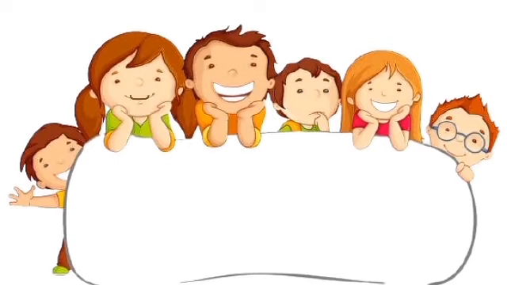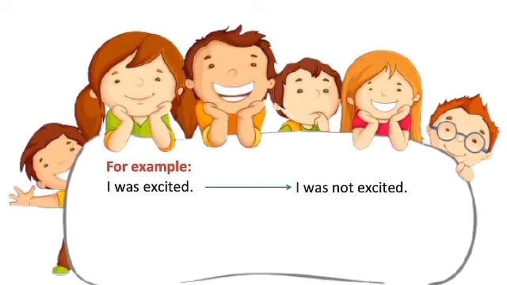Now let's look at some examples. Was. For example, I was excited. The negative form is I was not excited. Or we can use the contraction wasn't. I wasn't excited.